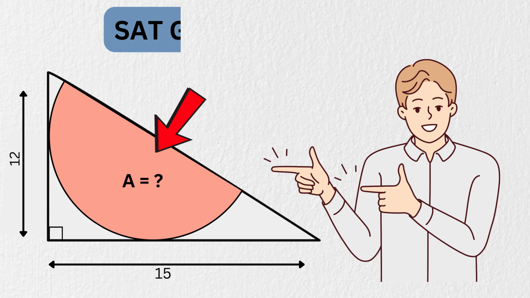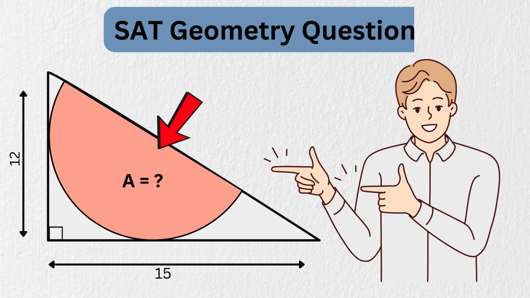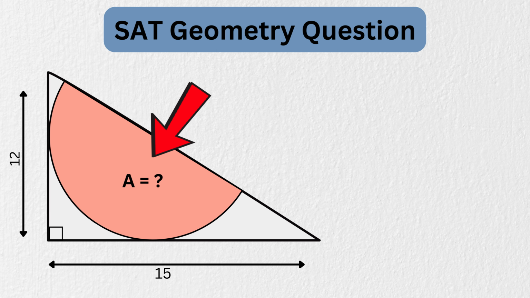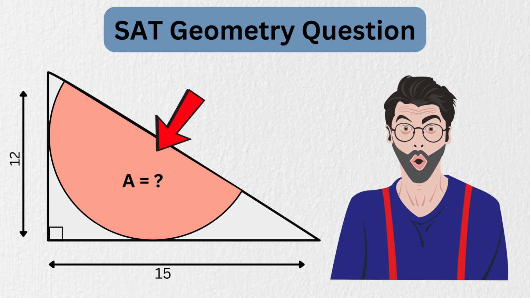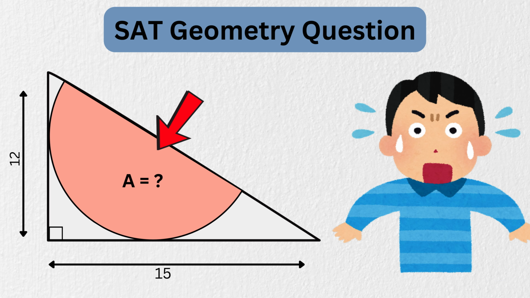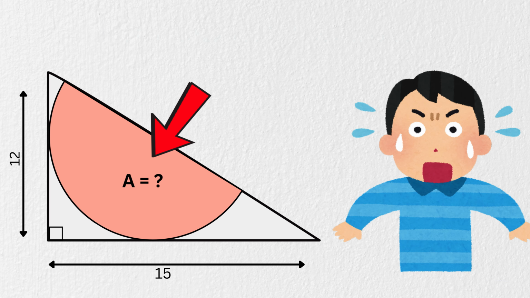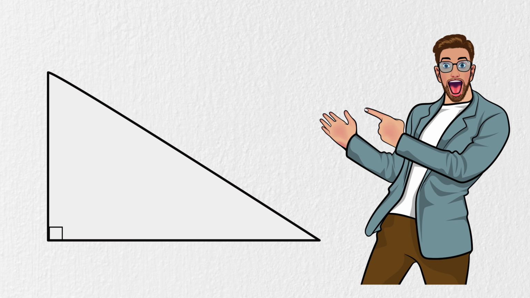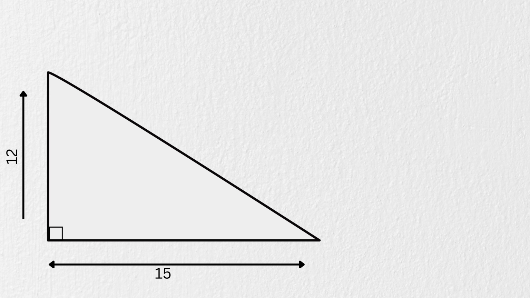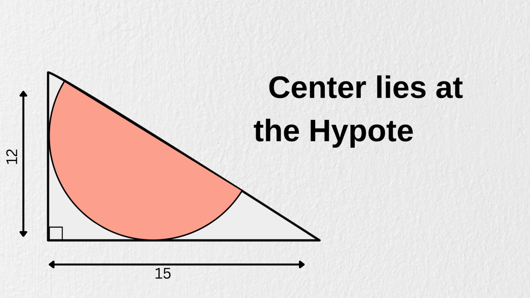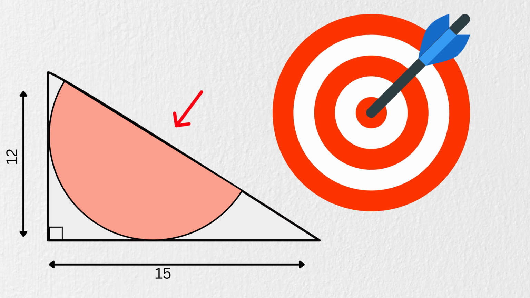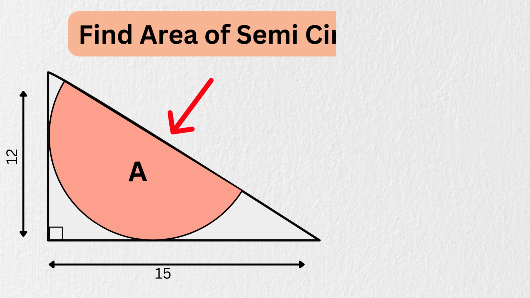Have you ever come across a SAT exam geometry question that looks super simple but actually hides a big twist? Well, here's one that fooled a lot of students. We are given a right-angled triangle with its base of 15 units and a height of 12 units. Inside this right triangle, a semicircle is formed in such a way that its center lies exactly on the hypotenuse. And our goal is to find the area of that semicircle.